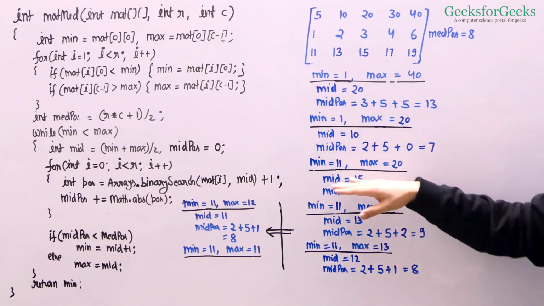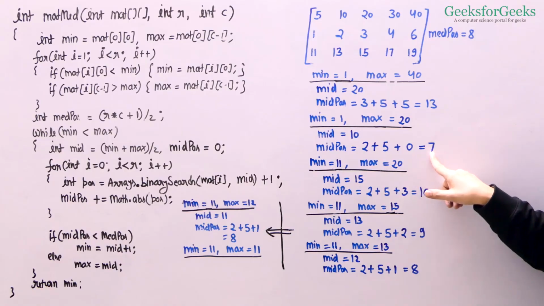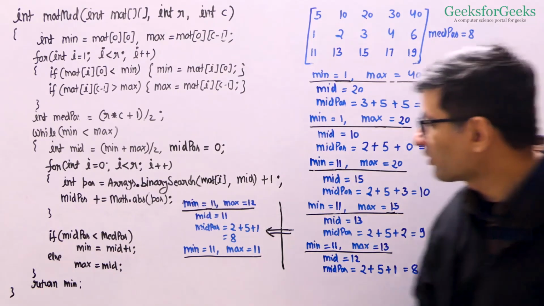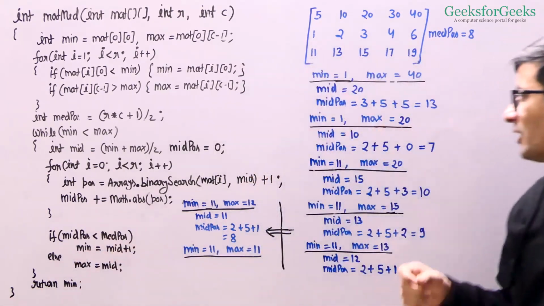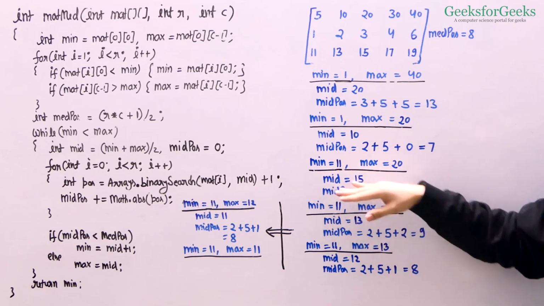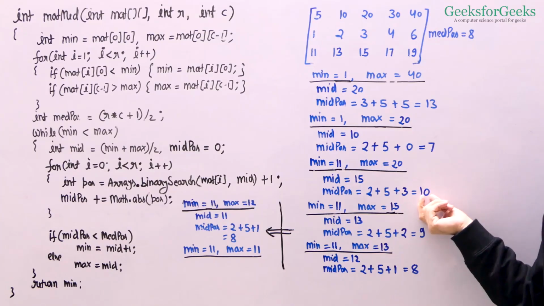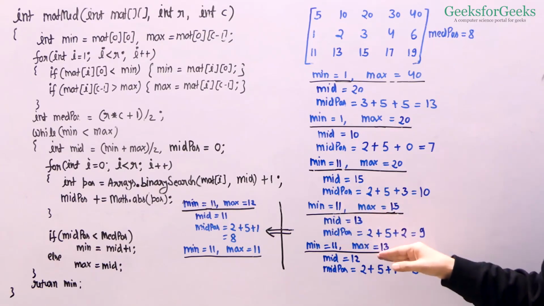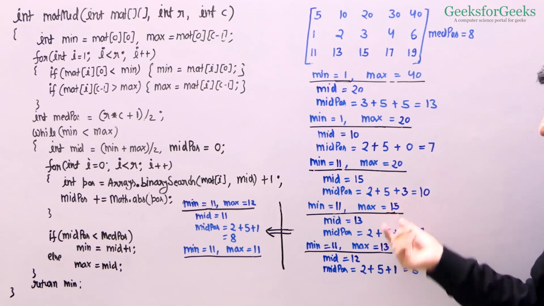And now we see that we got the position as 7, desired position is 8, so we are going to update the min as mid plus 1. So we update the min as 11, and we run the next loop. We got the mid 15 and position as 10. This is greater. So we are going to update the max. Max is going to be updated to 15.